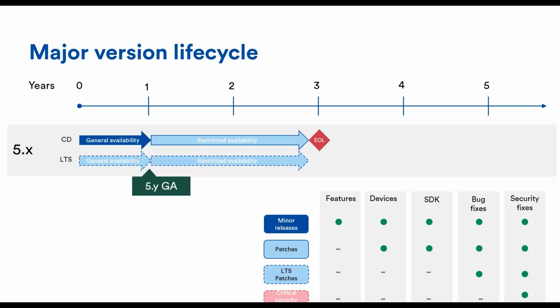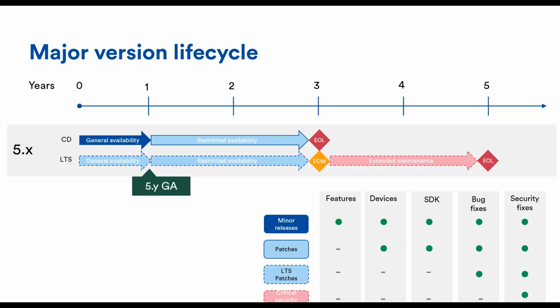Now, after 3 years, the continuous delivery track reaches end of life. At this point, no further updates will be available for it. The LTS track, for its part, reaches what we call the end of maintenance stage, at which point critical security fixes will still be issued on a per-need basis until end of life is reached 5 years after initial launch.